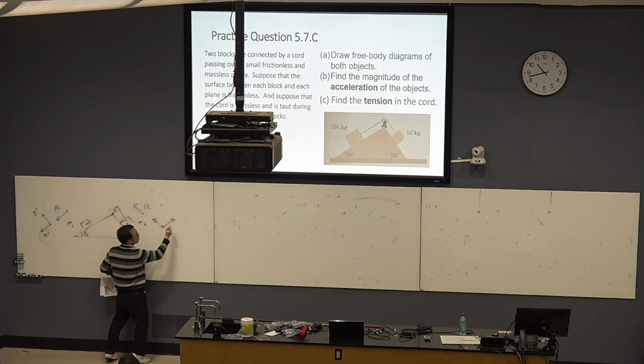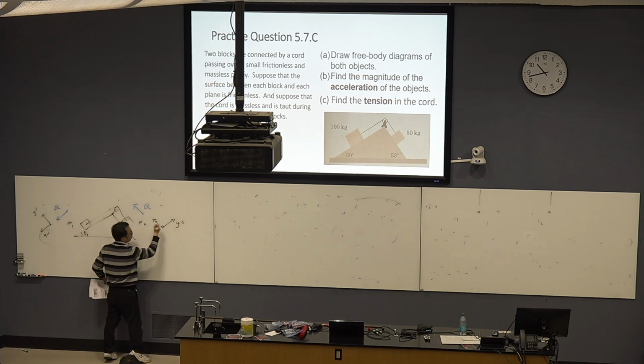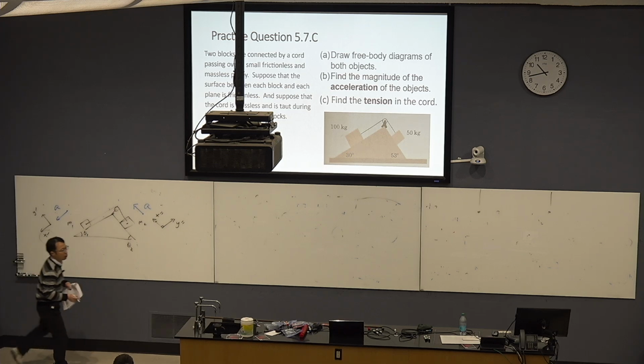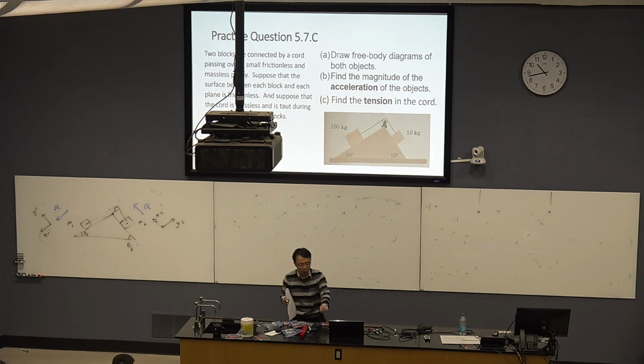So for this problem, you can see the benefit of such a choice. I call this y double prime, x double prime. So my x double prime follows the direction of my acceleration. So now let's do the free body diagram. Okay? So the rest, we can do it quickly and see if we can achieve the expression.